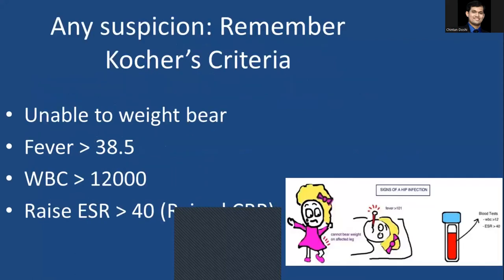So for any suspicion, as we already heard from the previous speakers, we remember the Kocher criteria: unable to weight bear, fever more than 38.5 degrees Celsius, WBC count more than 12,000, and raised ESR and CRP.